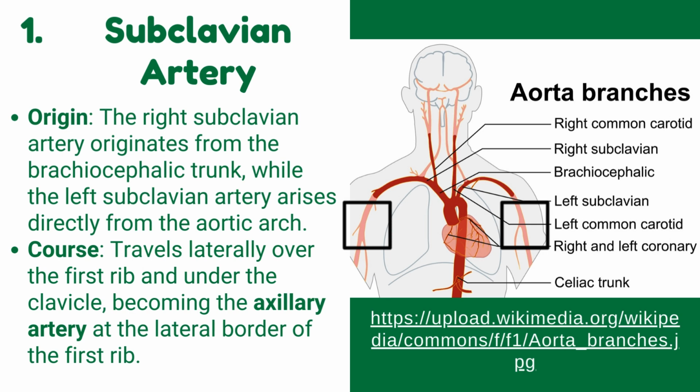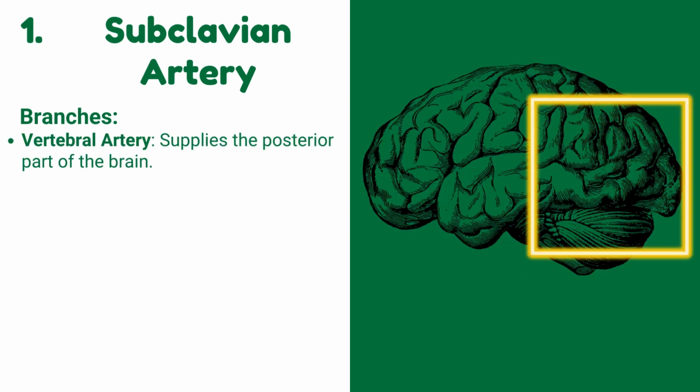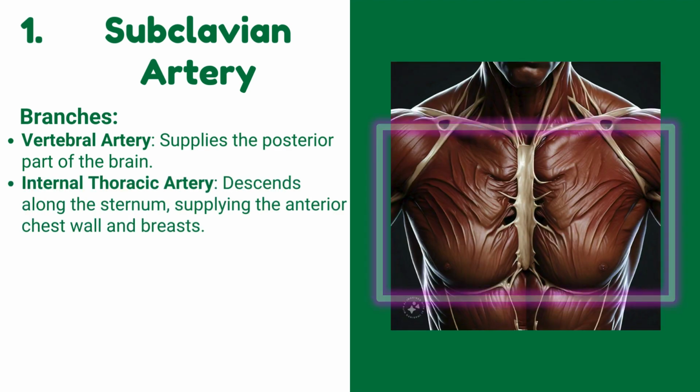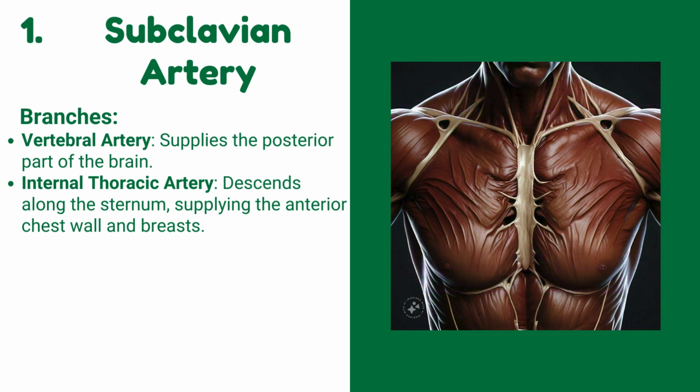of the first rib. Branches of subclavian artery. It gives 4 branches. Vertebral artery supplies the posterior part of the brain. Internal thoracic artery descends along the sternum, supplying the anterior chest wall and breasts.